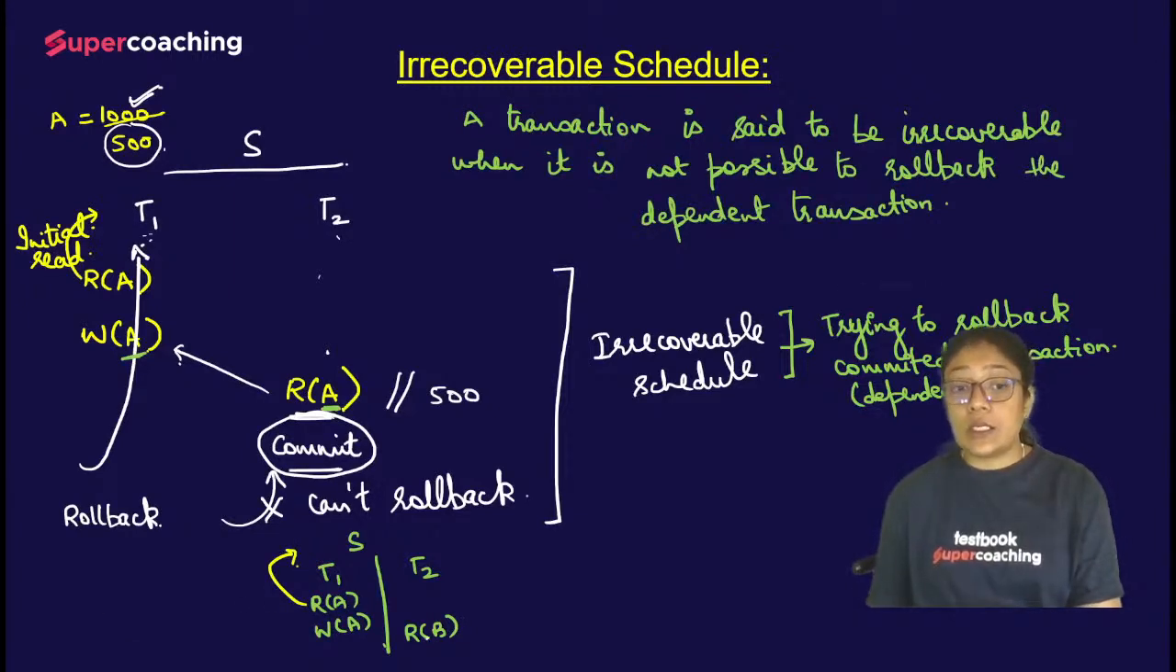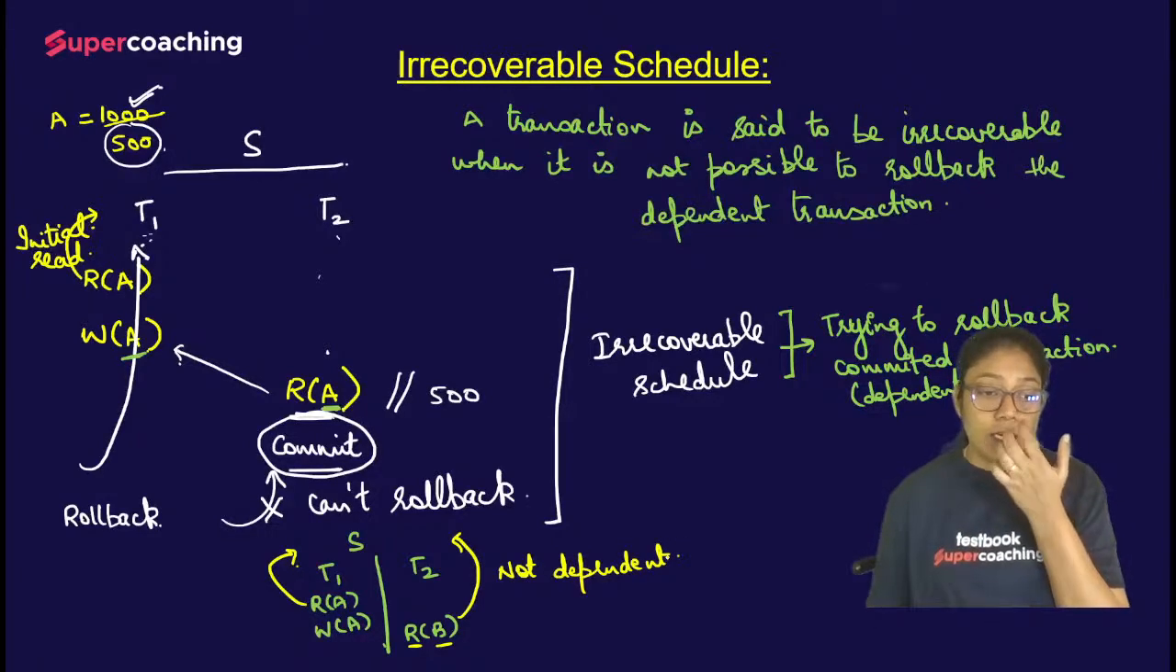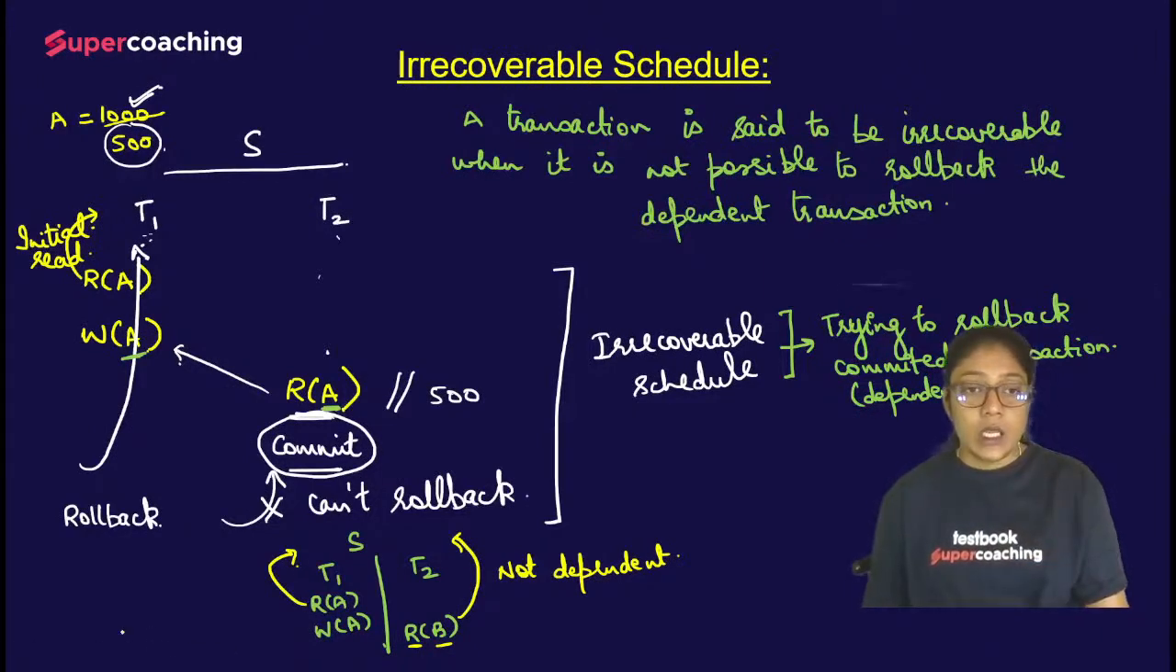This is an initial read. This is also reading the value of data item B. Transaction T1 has updated the value of data item A, so there is no dependency. This transaction is not dependent. When are transactions dependent? When the operations are performed on the same data item. Correct? Have you got the idea?